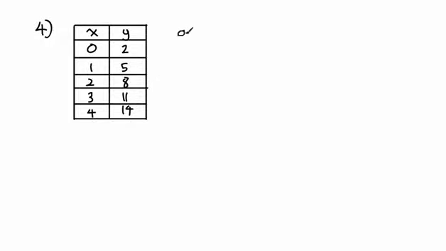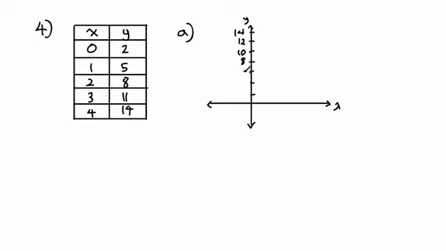And then for A, we have to graph this. Okay, so we have to make a graph. Let's draw the y-axis and the x-axis. Okay, so for the y values, we go up to 14. Let's go by 2s. So 2, 4, 6, 8, 10, 12.